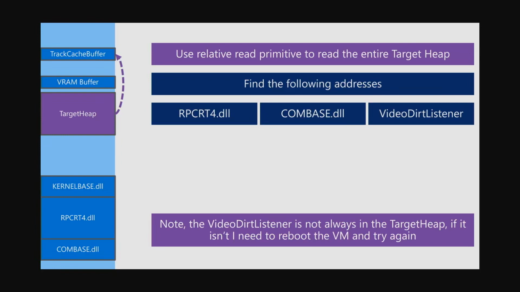The video listener object itself is not always allocated in the target heap. If it's not allocated in the target heap, then I need to restart the VM and try again. Every time I have to restart the VM and try again, that's one more chance for this whole thing to fail, because I have to go and re-find the target heap, but it might not actually be there, and then I crash. So it's worth calling out that this is actually less reliable than the previous exploit.